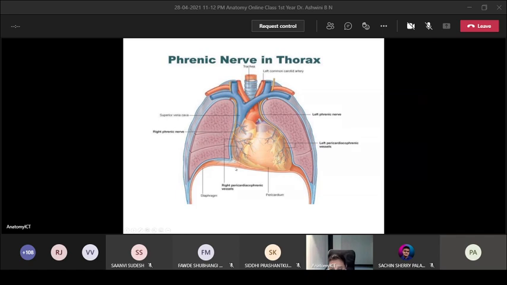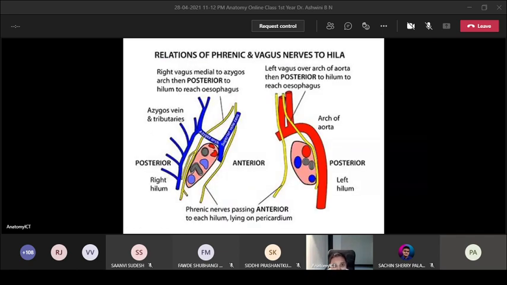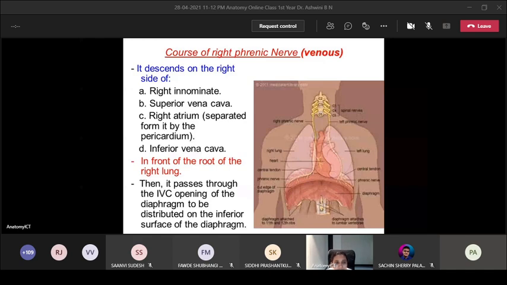Then it pierces the diaphragm and supplies. The course of the right phrenic nerve: on the right side we have the veins and on the left side we have the arteries.